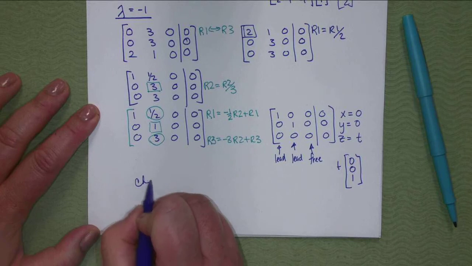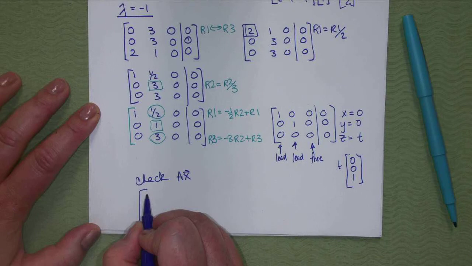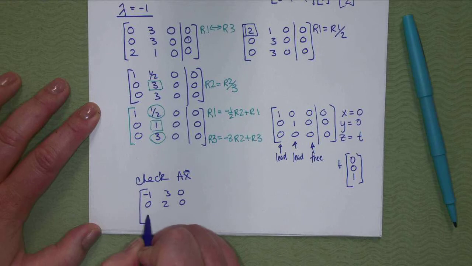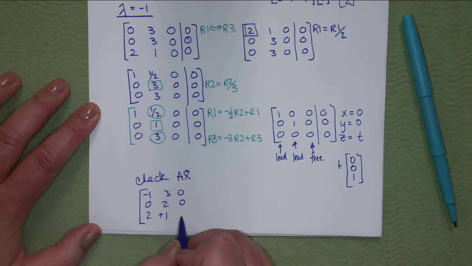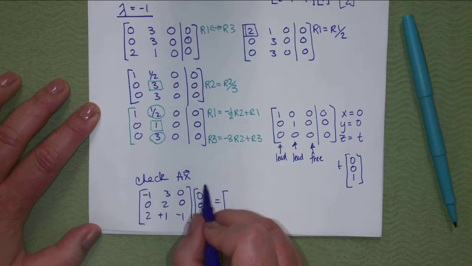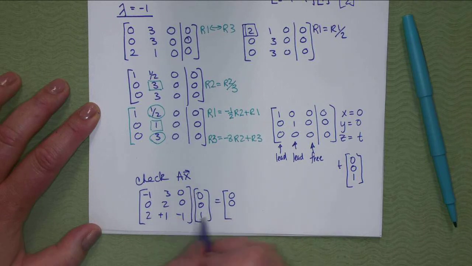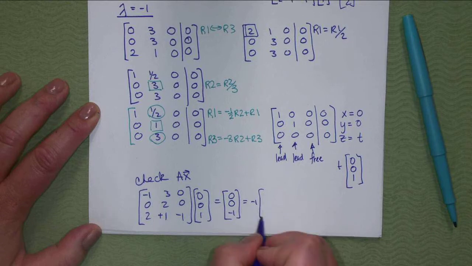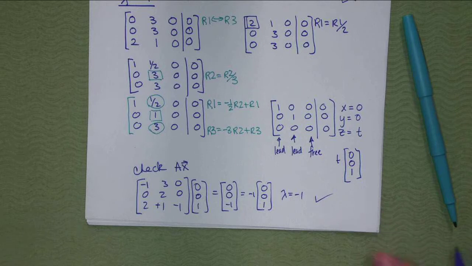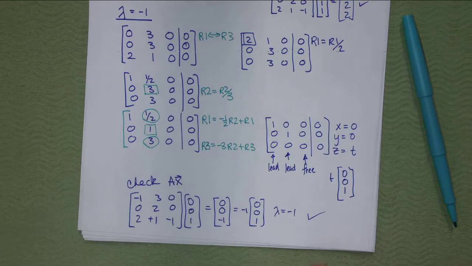And you could check. You take A and multiply it by our vector we just found. This gives me 0, 0, minus 1. Which is that vector times minus 1, and minus 1 was the eigenvalue we used. So that's what should have happened.